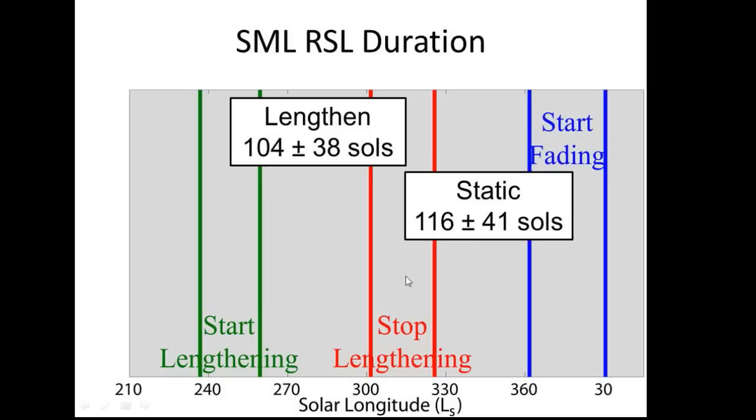So here's the duration of the ones in the south. They last for about 100 days. They start right around perihelion and stop around midsummer. And then they're just static. They're just sitting there. They're lighter than they were before, but they haven't actually started fading away. Then they start fading away here.